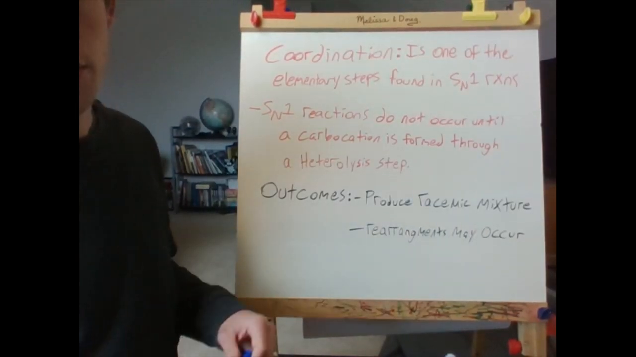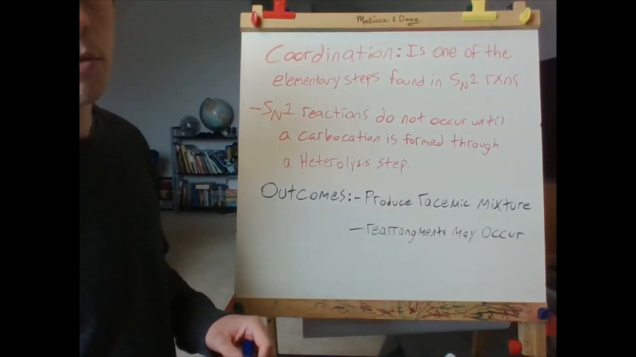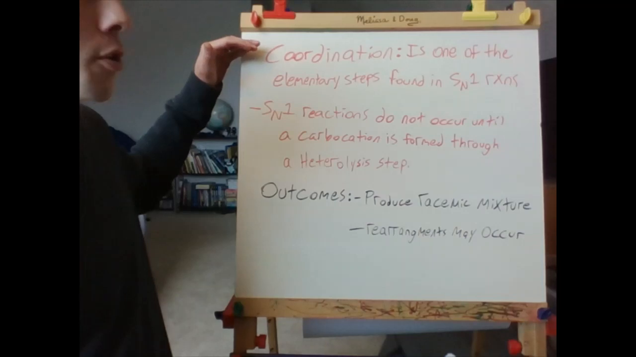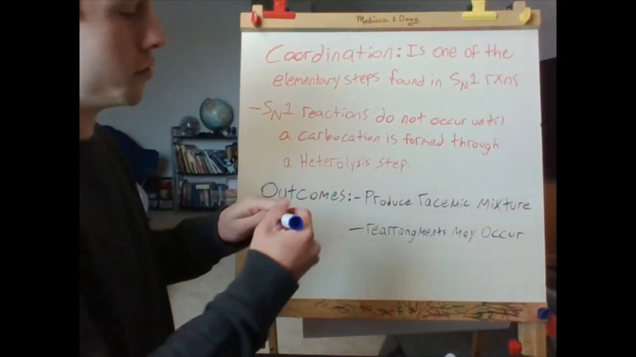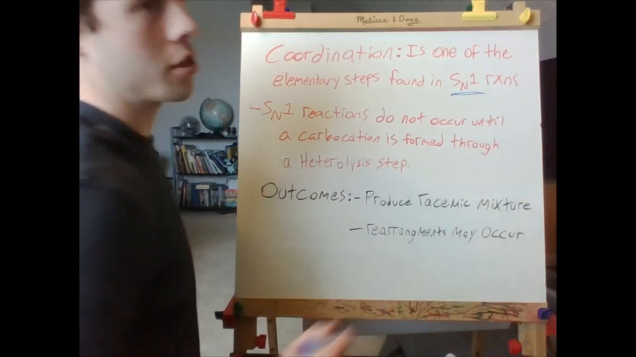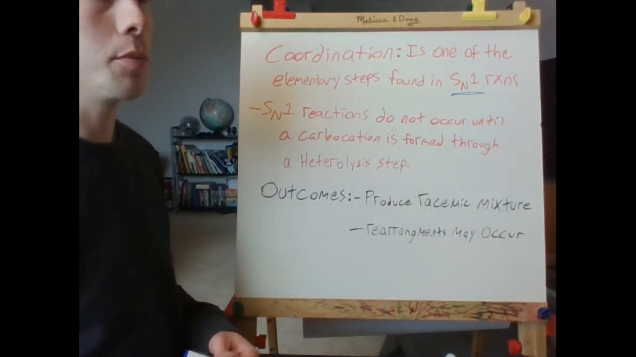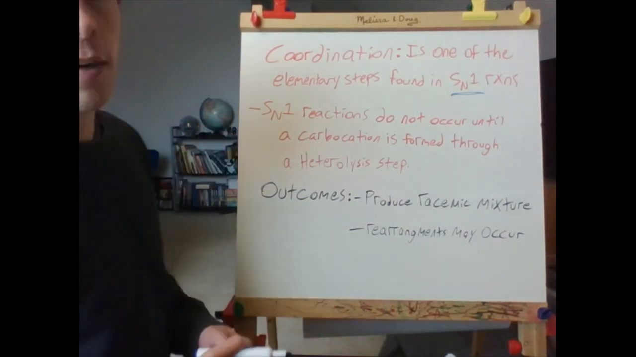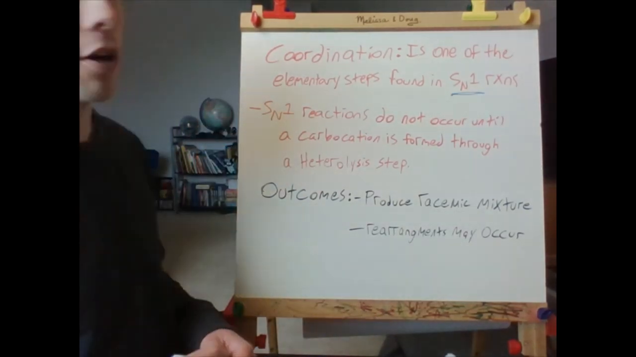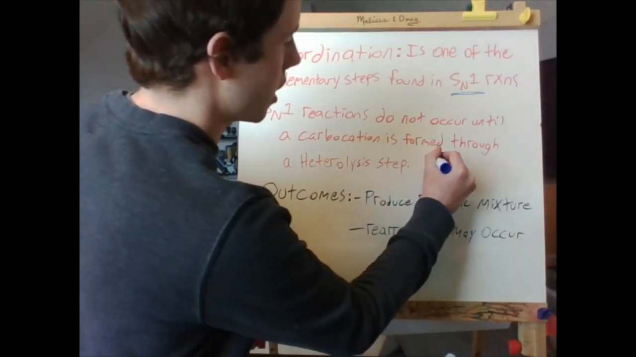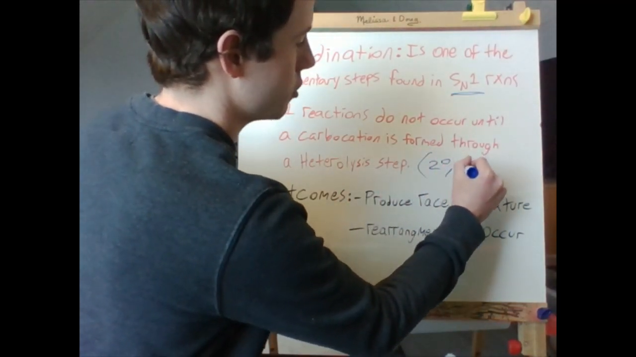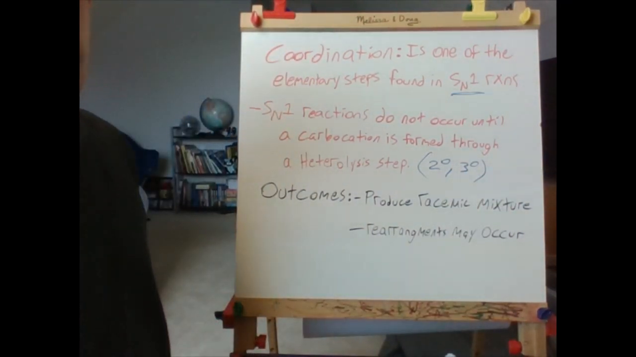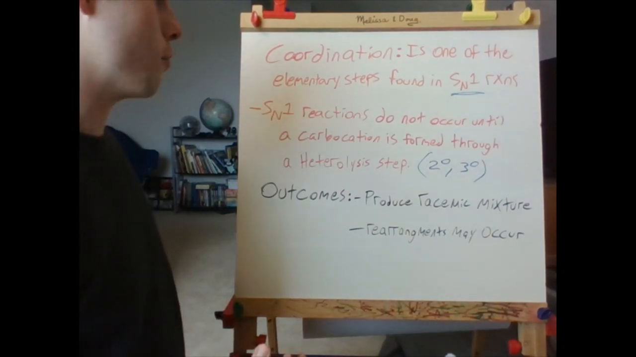Alright, so the other elementary step that is involved in substitution reactions is coordination. You'll find the elementary step coordination in an SN1 reaction. And so we started talking about SN1 reactions, and I'll go through some sample practice problems here in just a minute. Remember that SN1 reactions do not occur until a carbocation is formed through a heterolysis step. And so this means that only secondary and tertiary carbons can participate in these types of reactions. Because primary carbocations are very unstable and do not form.